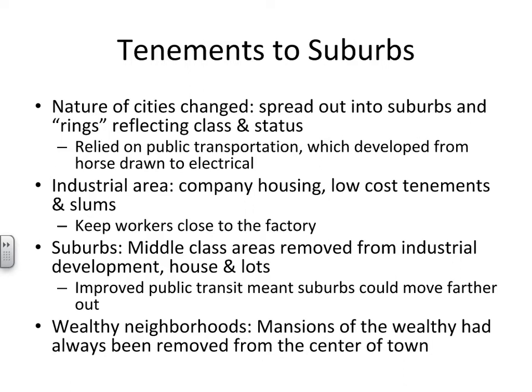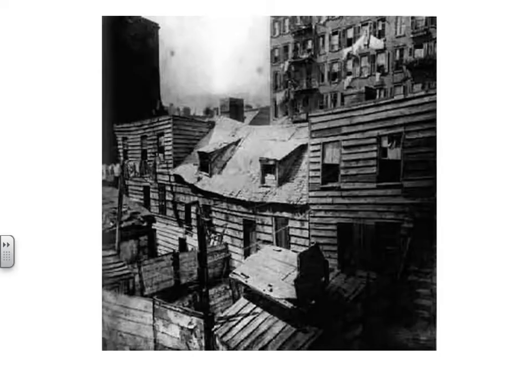This is where we talk about the rings of development reflecting social class and status. All of this is going to vary with public transportation. The industrial area, that's where the company housing is going to be, or the low-cost tenements that we'll read about in class with Jacob Riis, keeping the workers close to the factories. Middle class are going to be a little bit away, and the mansions that the wealthy have are going to be completely removed. And the wealthy will only come into the cities for very specific purposes.